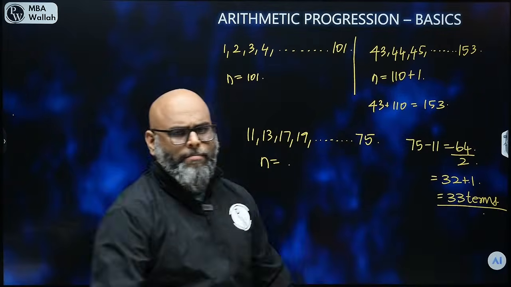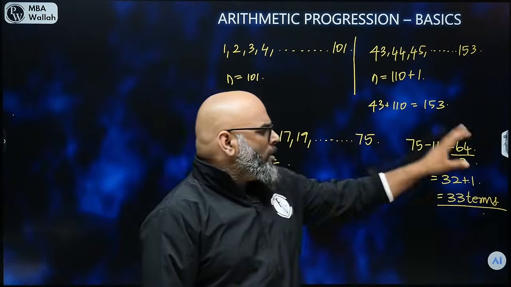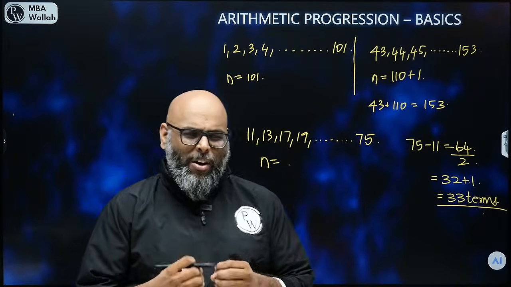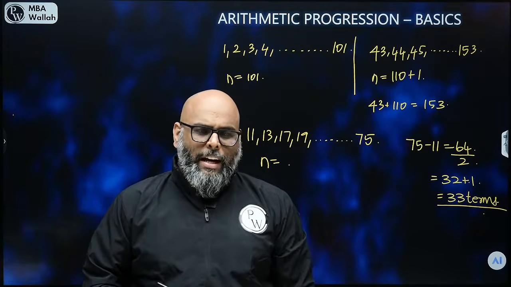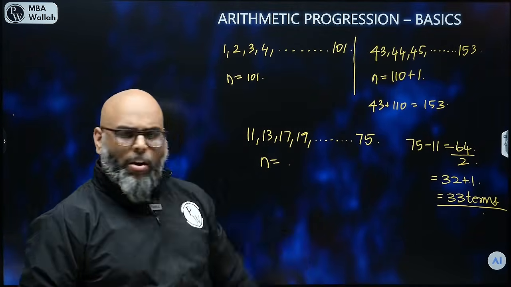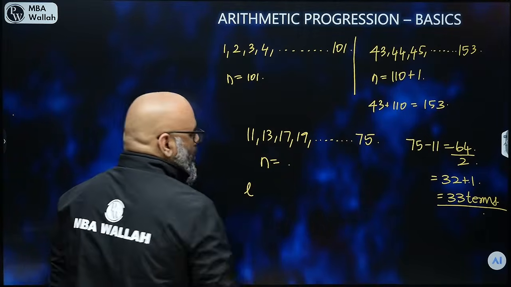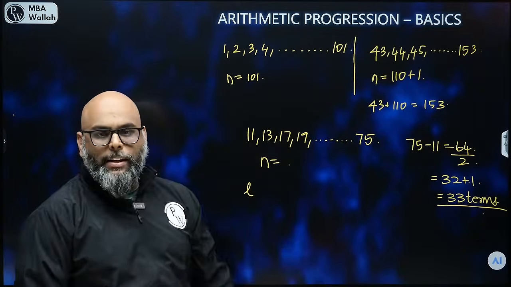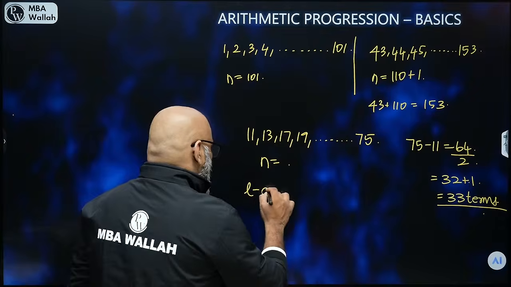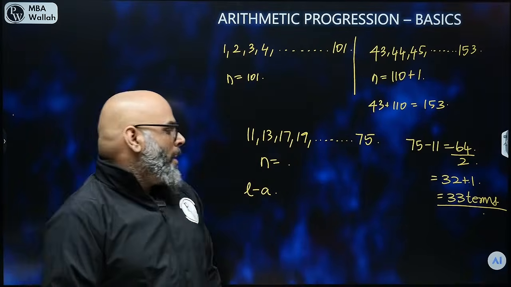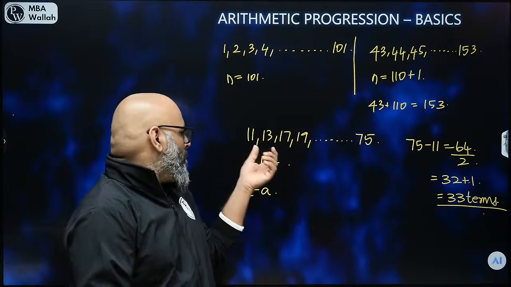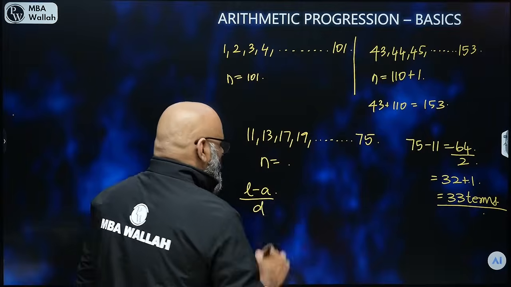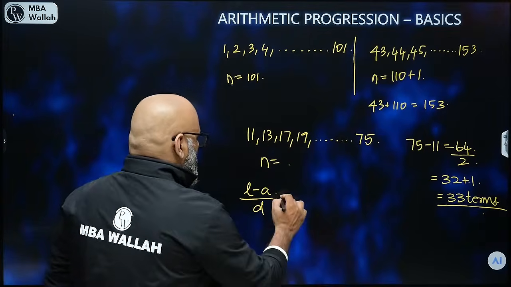Right? Simple. If I want to consolidate that with variables, what is 75 according to us? Can I call it the last term of the AP here? L. What is 11 here? That's the first term here, right? Minus A. And what is this 2? The common difference. It keeps going 2, 2, 2, 2, 2, divided by D. And then you have to add that plus 1.